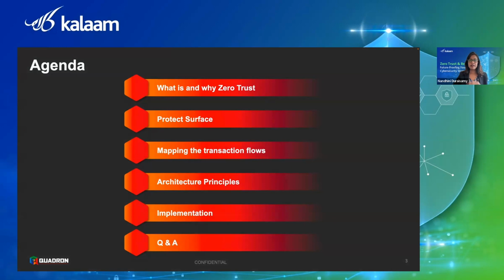Now, the agenda looks like this. We are going to talk a little bit about what Zero Trust is and why an organization needs it. And then how do we define the protect surface for your organization? Once you identify that, how do you map the transaction flows? And what are the architectural principles surrounding it? How do you design it, and how do you implement it? And if we still have some time, we can take a couple of questions.